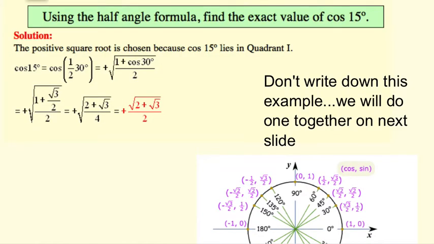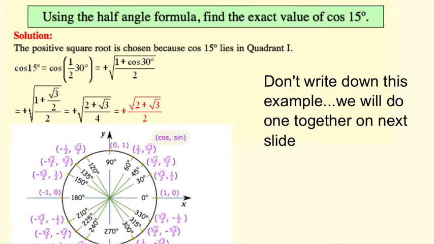Here's our first example. I don't want you to write this down. I just want you to walk through it. Sometimes our unit circle can benefit us to find the half angle exact values. So we want to find the exact value for the cosine of 15 degrees.